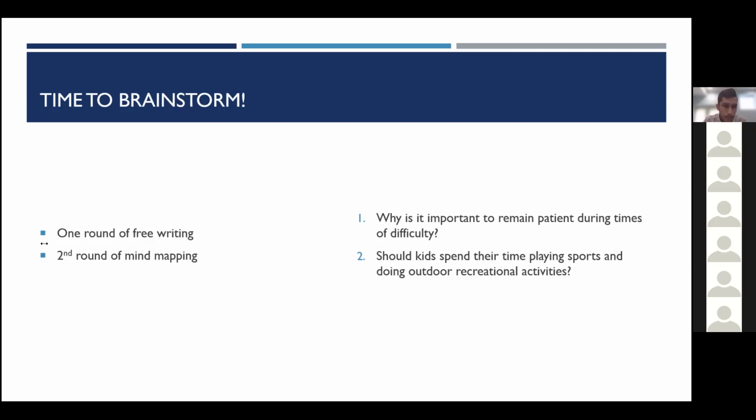I wrote in the chat box. Okay, can you share with us on the microphone? Having patience helps us to slow down our thinking. When we go through difficult times, our perspective changes and sometimes we make wrong decisions. To reach your goals, it's important to remain patient during times of difficulty. Excellent, those are great ideas, definitely.